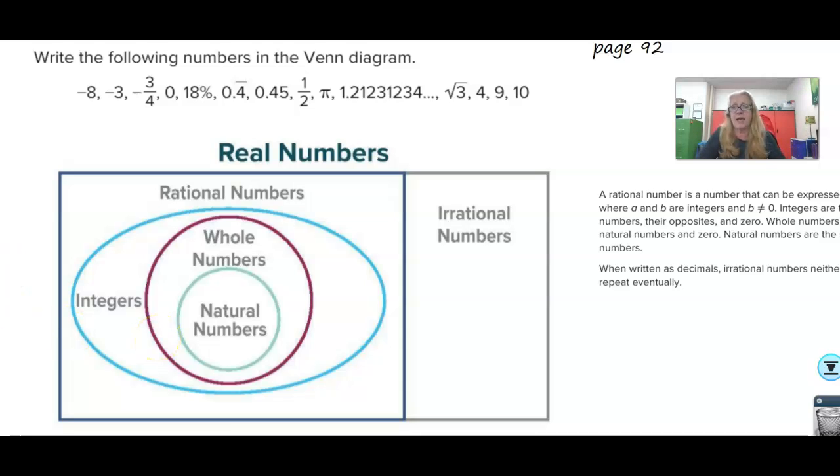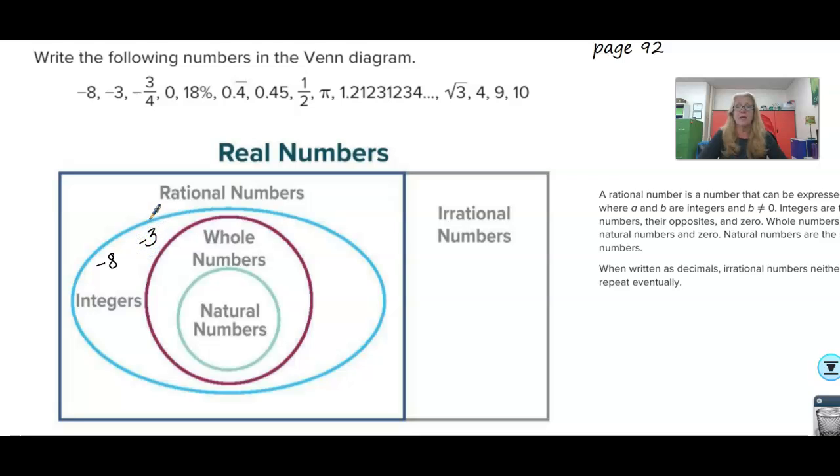All right, so -8. Well, it's negative. So that tells me that it is an integer, okay? -8 is an integer. It is not a whole number because whole numbers are only 0 and then the positive numbers. All right, integers are whole numbers and they're opposites. So -8 goes here as well as -3.